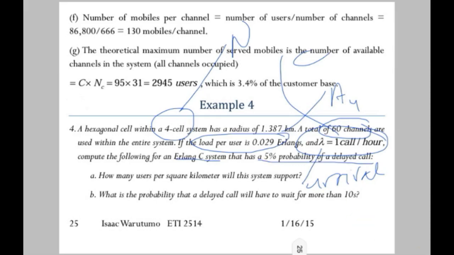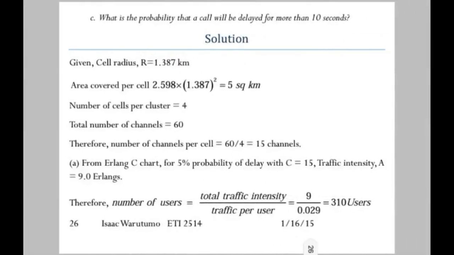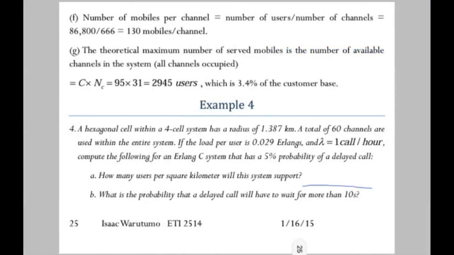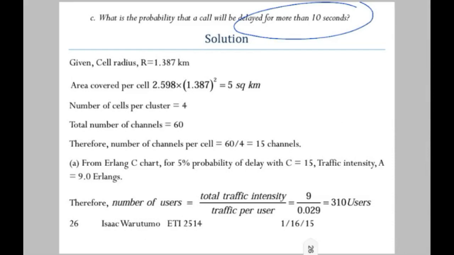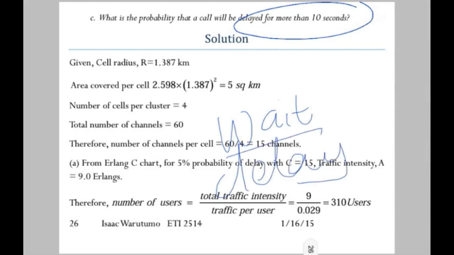So the first question is asking how many users per square kilometer will this system support? What is the probability that a delayed call will have to wait for more than 10 seconds? These I believe are the questions that we need to address. Or the last one is asking what is the probability that a call will be delayed for more than 10 seconds. Very important question. One is more than 10 seconds. The other one is what is the probability that we have to wait for more than 10 seconds? Let's get that correctly. So we have waiting for more than 10 seconds and being delayed for more than 10 seconds.